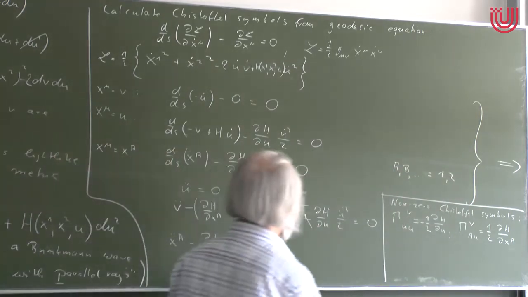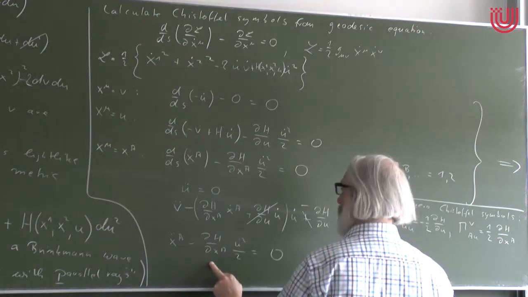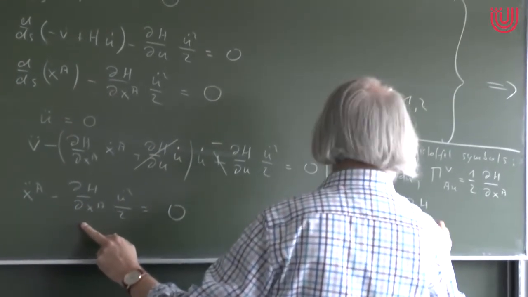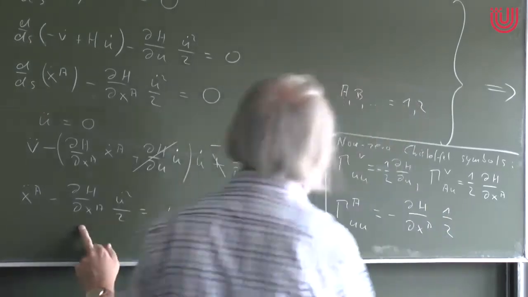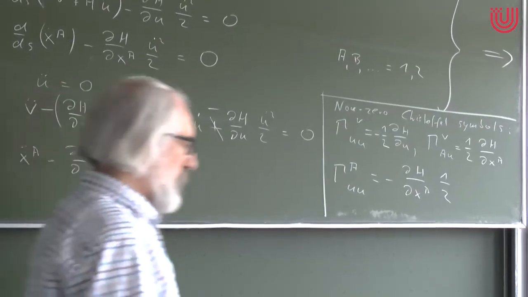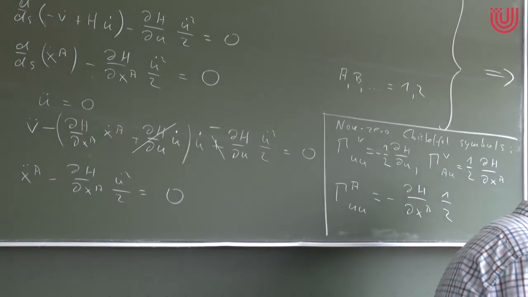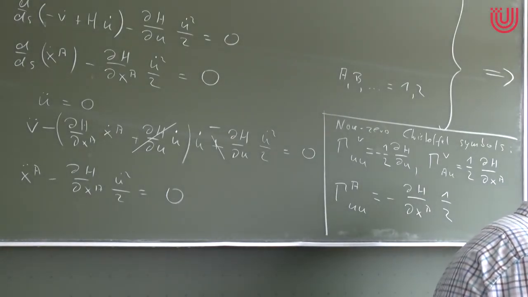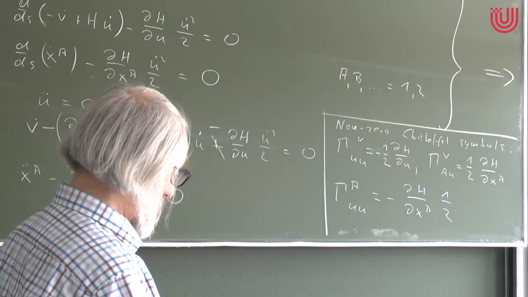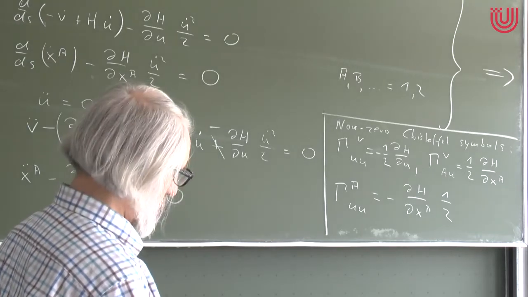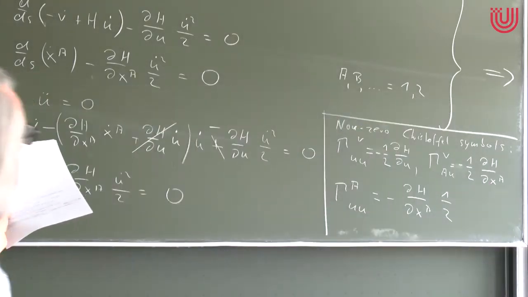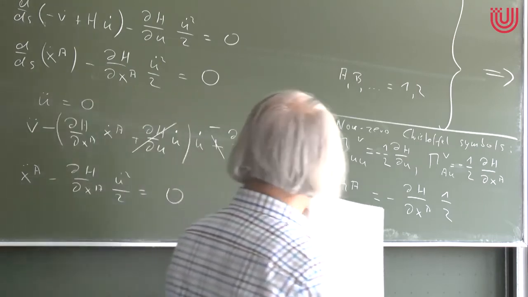And here I get one gamma. This is gamma with an upper index a, and here I have uu. And this is minus dh by dx a. And again, I have a one half, right? That's it. All the other Christoffel symbols are zero. And let me check just to make sure that I haven't made a calculational error. Let's see, minus one half du, yes, that's true. VUA, yes, one half. There was a minus. Yes, I forgot this minus sign, right? There was a minus. And here there's also a minus.